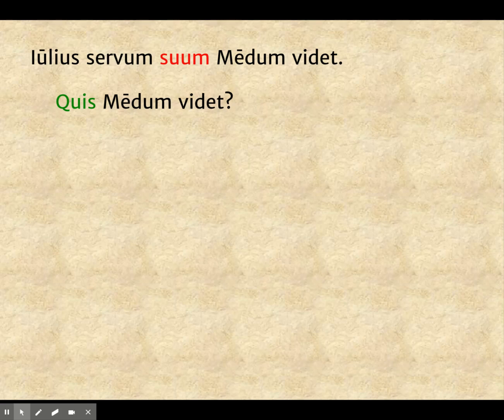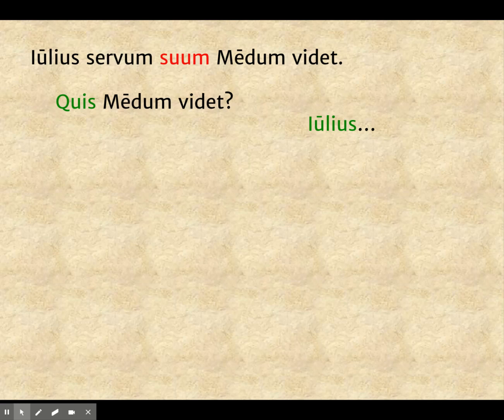All right, so when I say quis magistrum videt, in place of quis, you should put the subject. So hopefully you're able to do that, and you say Julius. So everybody, when I say quis magistrum videt, you say Julius. Quis magistrum videt? Julius magistrum videt. Okay, so that's how we're going to do the first question.